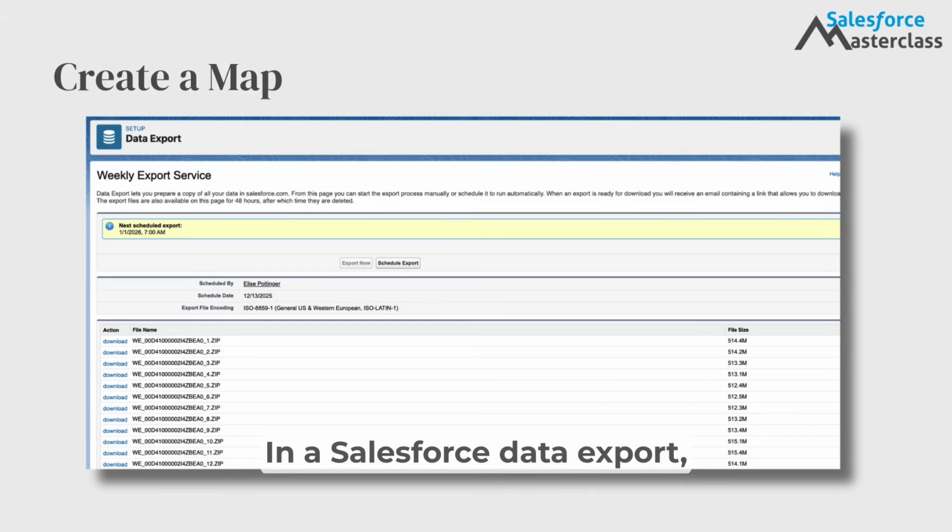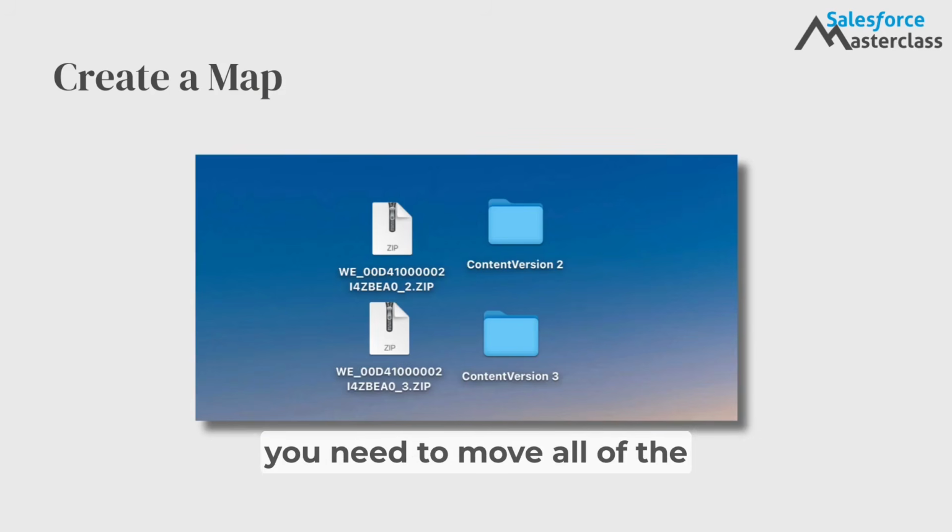In a Salesforce data export, a zip archive maxes out at about 512 meg. So when the contents are going to exceed that, an additional zip archive containing an additional folder is generated. When this happens, you need to move all of the files out of these additional folders and place them into a single folder. This ensures your path to the files can be the same for all files.